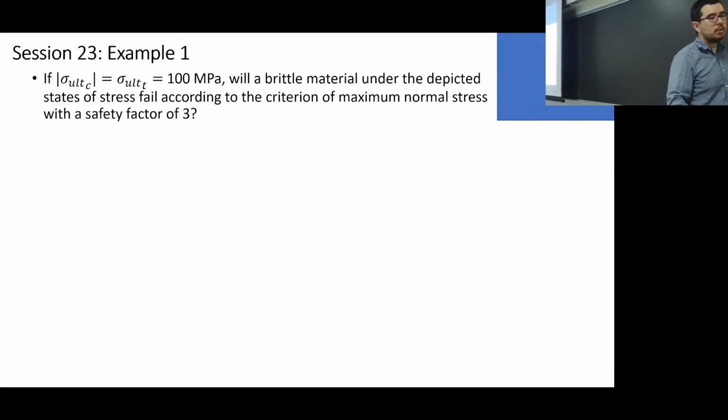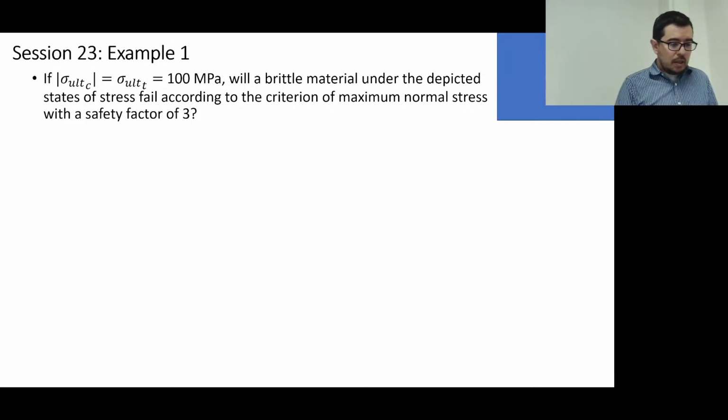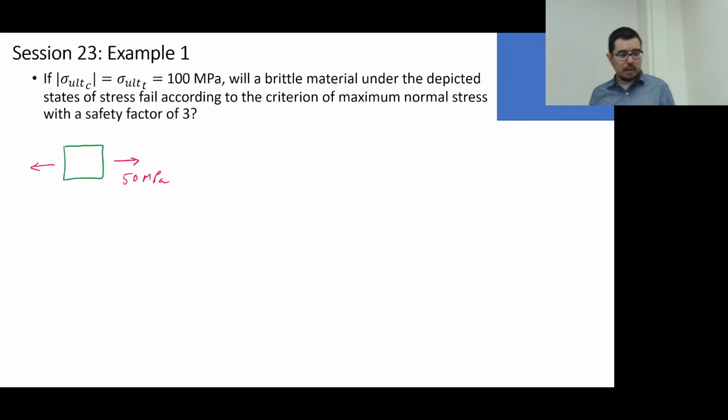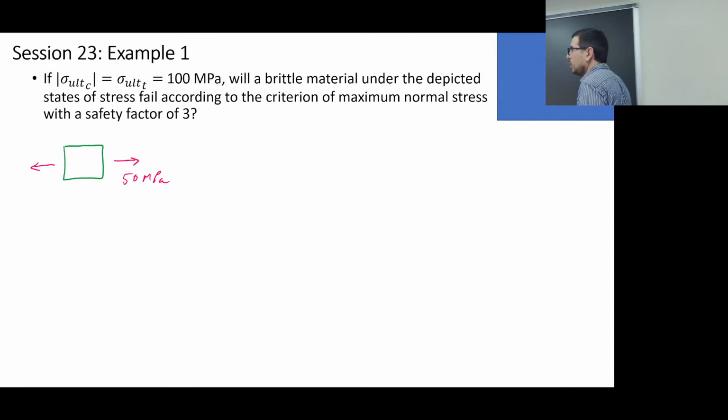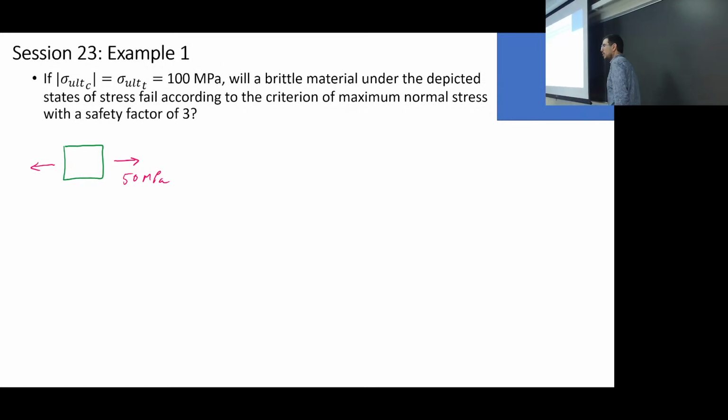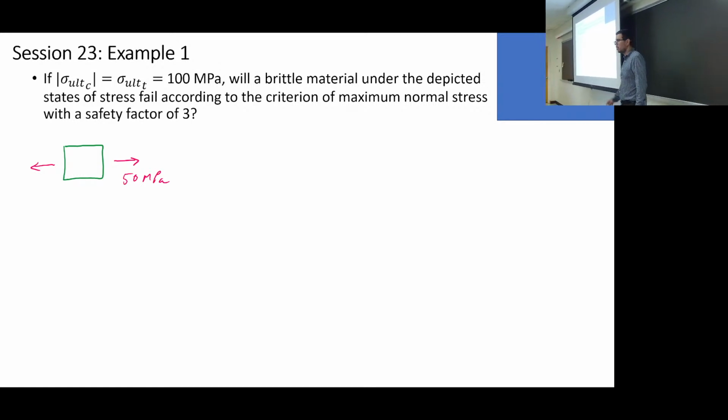So let's take a look at some scenarios now, to see if this will work. What's the answer here, before I do any more work? Will it break? Will it fail? I say no, I see a yes. Well, what did we just say the maximum normal stress allowable was? 33 megapascals. What's the maximum normal stress in this situation? 50. 50 is greater than 33. It's going to fail.